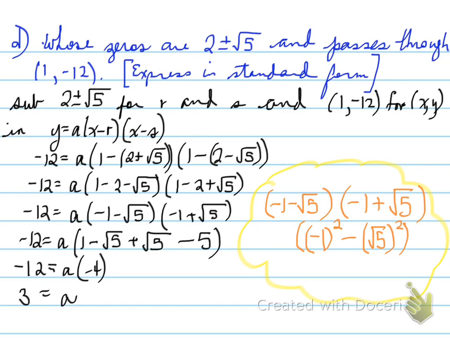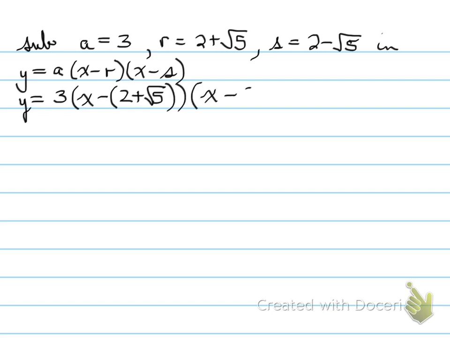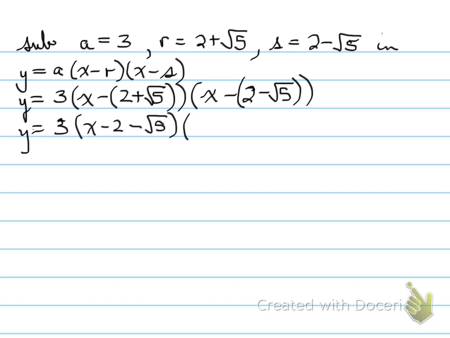Now what we have to do is find the equation, an equation in standard form. That is, sub A is equal to 3, R is equal to 2 plus root 5, S is equal to 2 minus root 5, into the equation y equals A times (x minus R) times (x minus S). So we have our 3, we have our R and our S, and what we have to do is expand this. When we expand it, we're going to use, again, that difference of squares property, but with x minus 2 as the front and root 5 as the end.